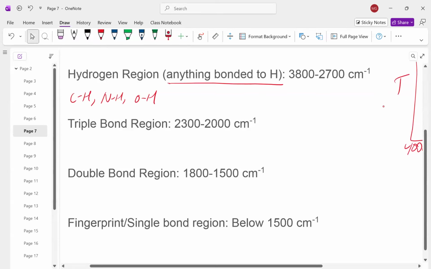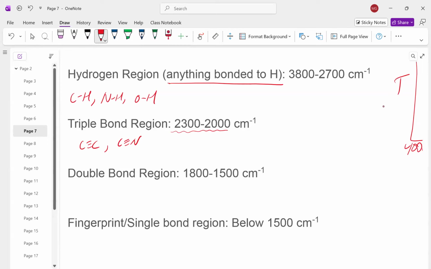Now, the next region you want to look at is the triple bond region. So carbon-carbon triple bond, carbon-nitrogen triple bond. Just memorize that if it has a triple bond, it's going to show up somewhere in between there. You should be able to look at Hooke's law and know which one will have a higher frequency, because it's dependent upon the type of bond. Since they're both triple bonds, they're going to have the same force constant. But since one has a different mass of atoms, that will affect where it shows up on the IR spectra.